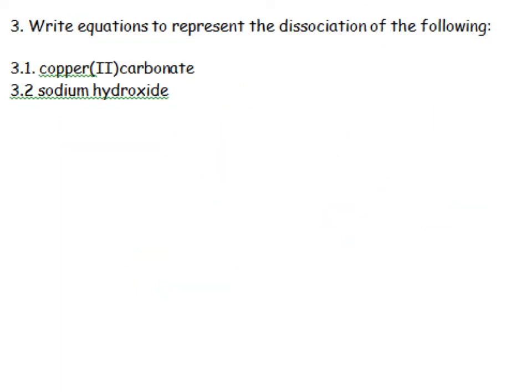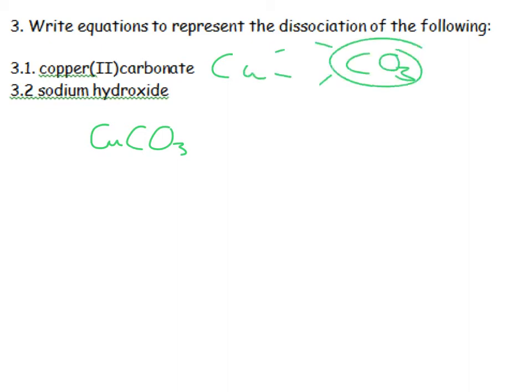Write equations to represent the dissociation of the following. So we first need to decide copper carbonate is CuCO3. Copper has a valency of 2. Carbonate is a polyatomic ion that you need to know has a valency of 2. So copper carbonate dissociates in the presence of water into Cu2+ ions and CO3 2- ions. Might actually not even be a soluble salt, but there's a dissociation anyway.